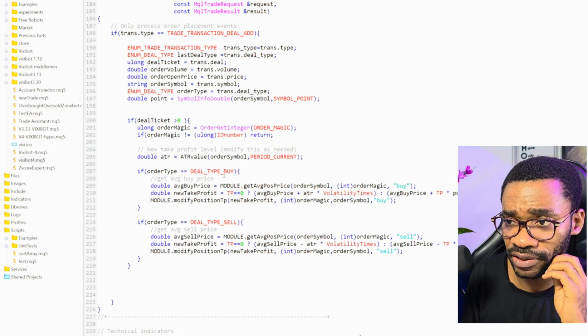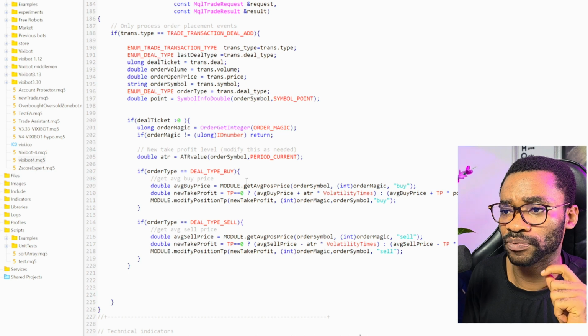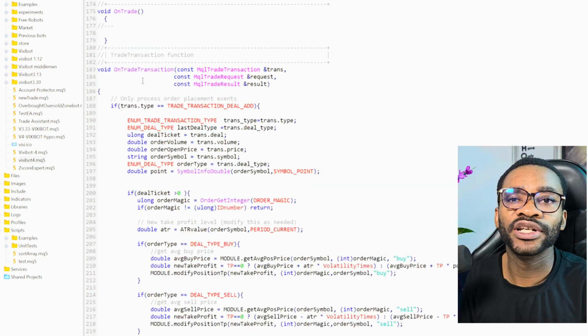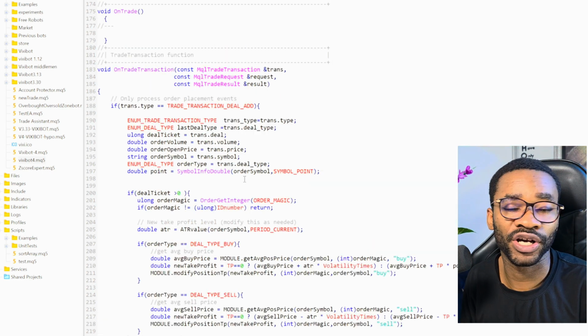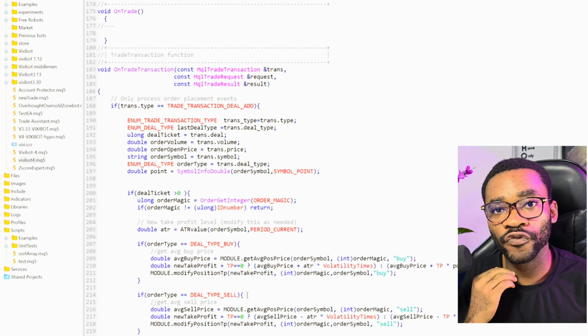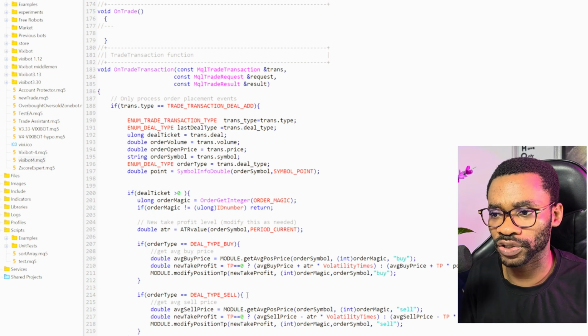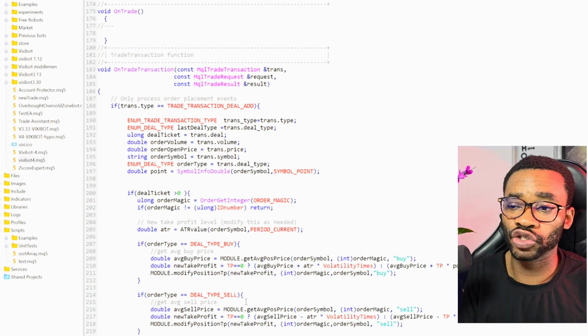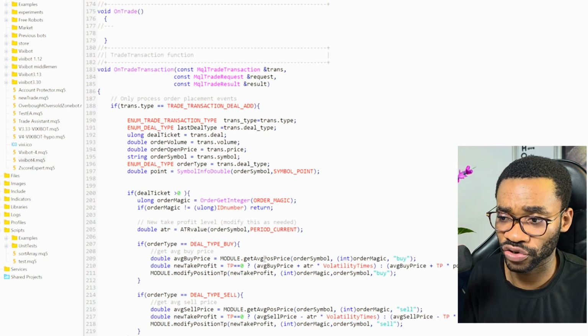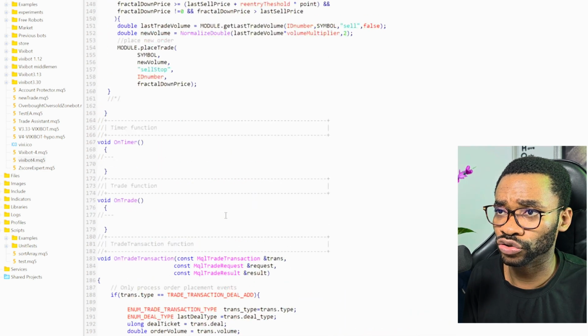So we check the deal type, if the position type is buy, and then we execute our take profit. That's what we are doing right here. This function has nothing special apart from executing a take profit. It checks the direction of the order that has just been executed, and when the order is triggered, it sets a take profit for a sell or a buy order that is being triggered. That's what the function is doing.